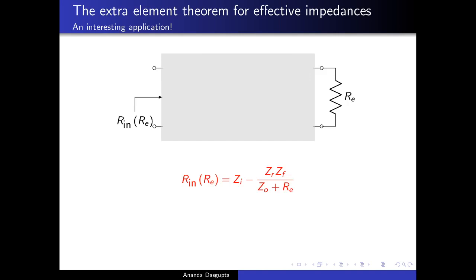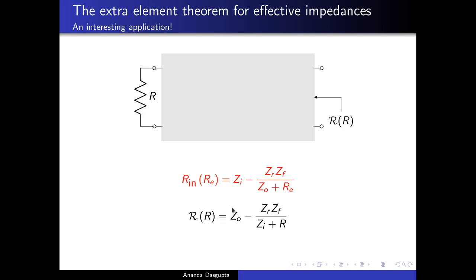So let's look at this expression in some detail. Rin Re is Zi minus Zr Zf by Zo plus Re. Well, at least in our mind, we can switch the role of the input and the output. We can detach the extra element from the output terminal and ask, what is the equivalent resistance when looked in from the output terminal rather than from the input terminal? And that again is pretty straightforward. If instead of connecting Re across the output, I were to connect a resistance R across the input and looked at the resistance from the output side, which I'm going to call curly R, as a function of R.